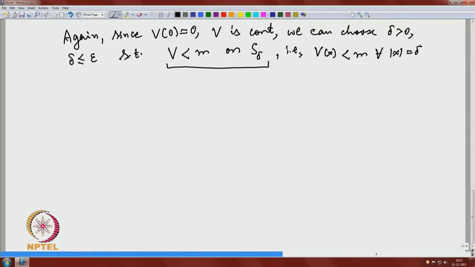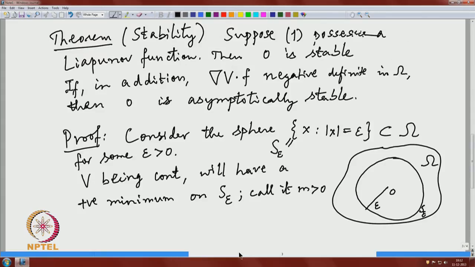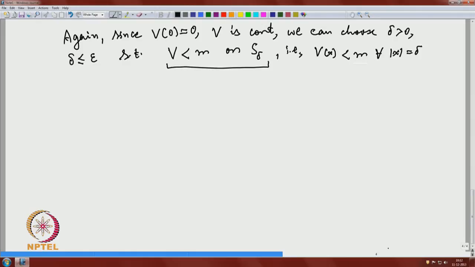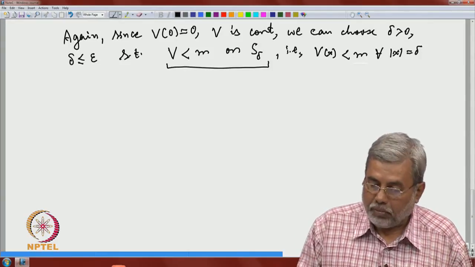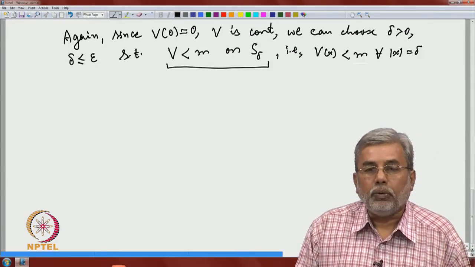Okay. So, let us go back to the previous page. So, delta will be somewhere here, okay, so this is delta and I am choosing delta so that V will be strictly less than M, and remember M is the minimum of V on the bigger sphere mod x equal to epsilon, okay.